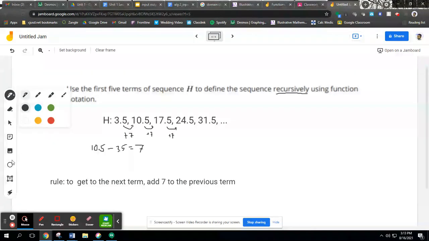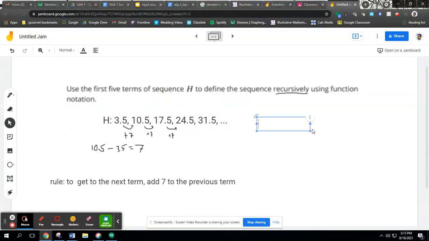All right, so we need our recursive definition. First thing we must always include in our recursive definition is the initial value. So I look at my sequence, and I see my initial value. The first term is 3.5. So we would say that h of 1, the first term of sequence h, is equal to 3.5, comma, well, to get to the next term, that's our h of n, it will be equal to the previous term, h of n minus 1, plus 7, because we're adding 7 to the previous term.